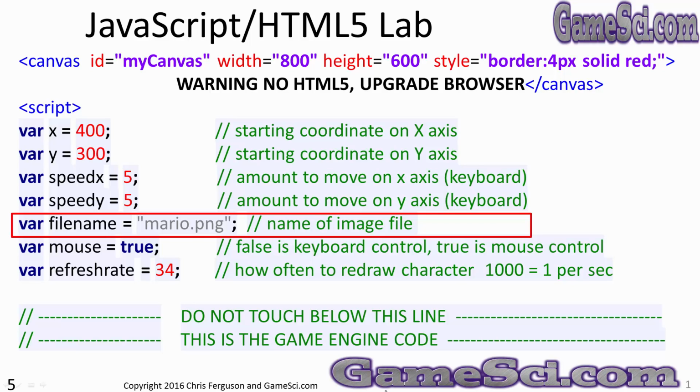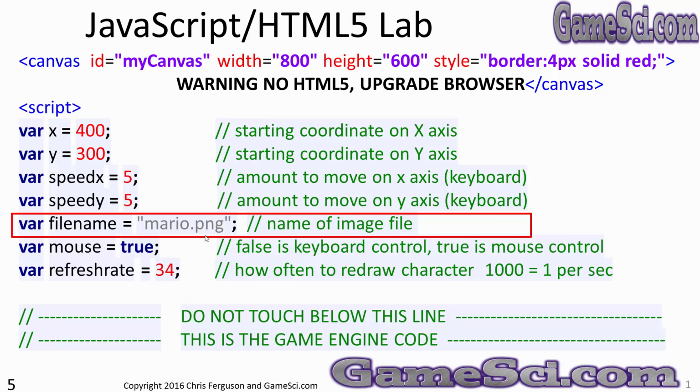That was the image we downloaded just a little while ago when I had you right click on it and save as. Just make sure that this name matches the file in the same folder, the same directory as your HTML file is. If you give it the correct name of the file and if it's in the correct folder, this code should be able to display it on the screen.